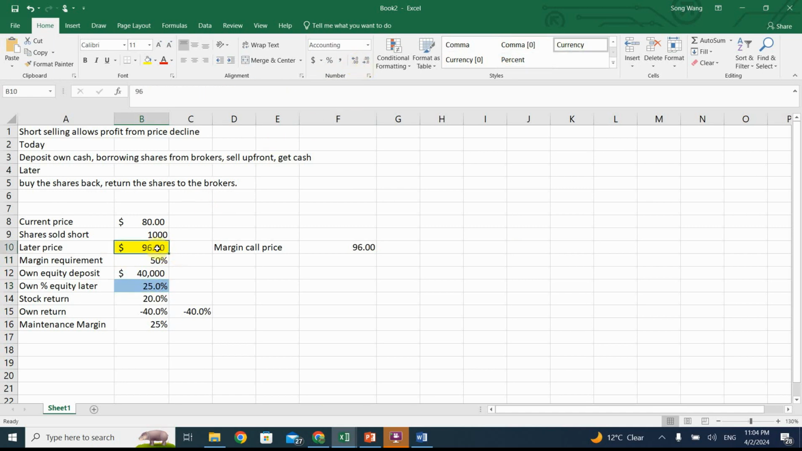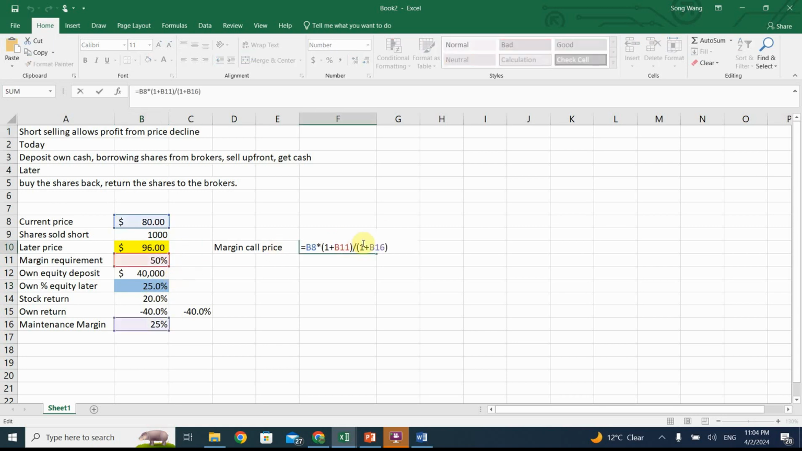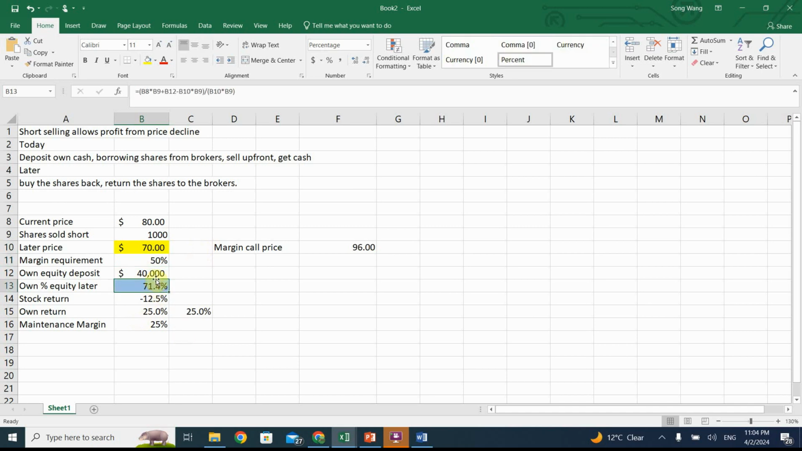The previous one was solved based on Goal Seek, a what-if analysis, and this one is simply based on the mathematical formula. You're going to need it for your quiz study, and you're going to need it for your final exam. So now let me just reset this setting, change the later price back to $70, which is the number provided by the textbook.